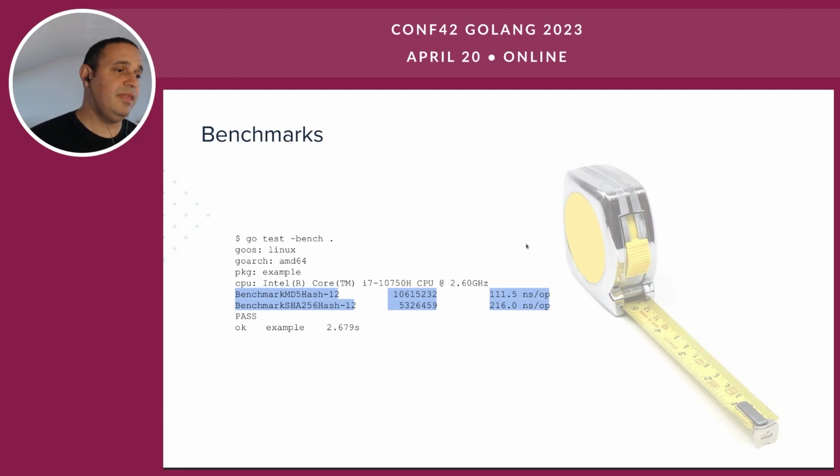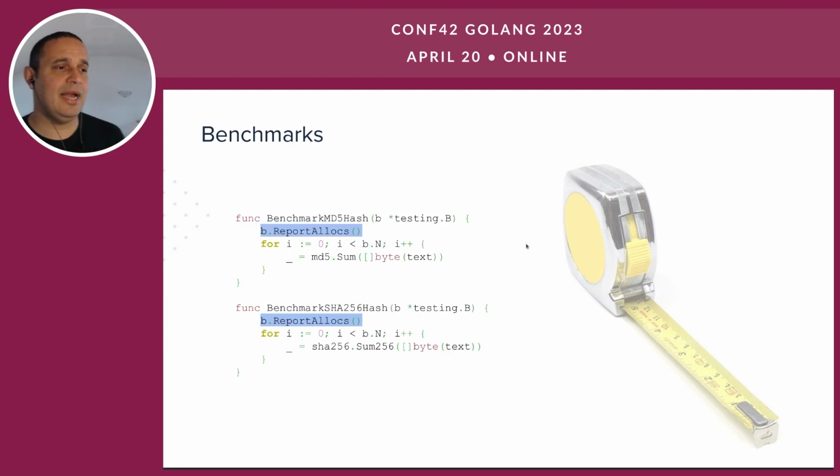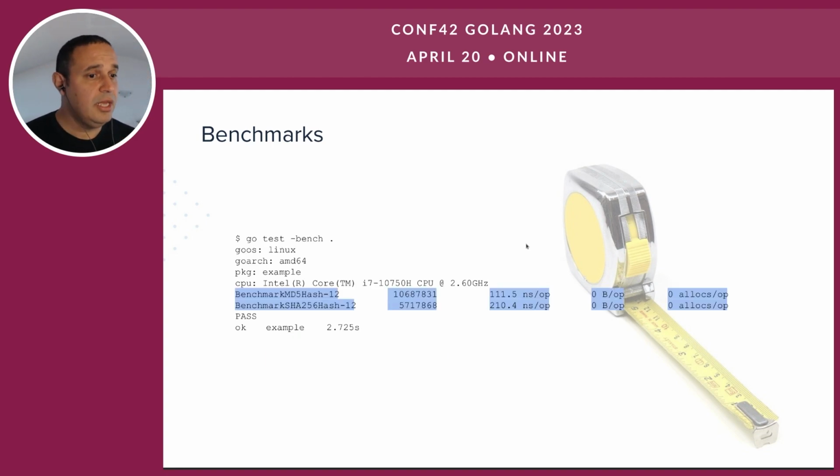So that's one thing. Also, I can ask the benchmark to report the allocations. How many allocations are all these hash functions doing? If we look there, in this case the hashes are very well implemented and they have 0 allocations. So they are really, really fast, and they don't consume any heap memory.